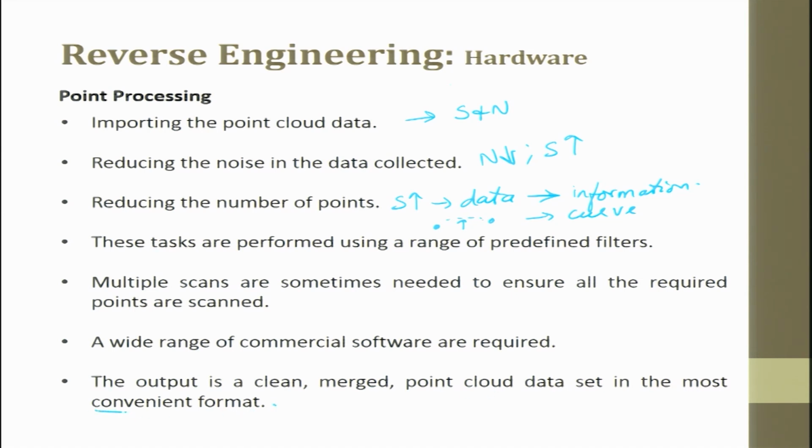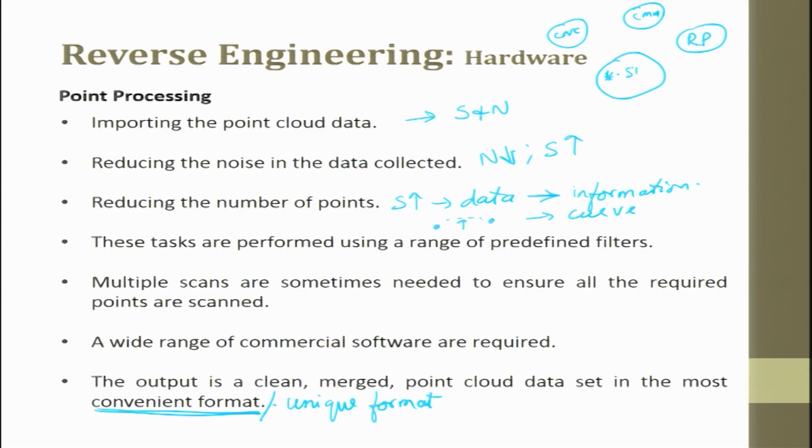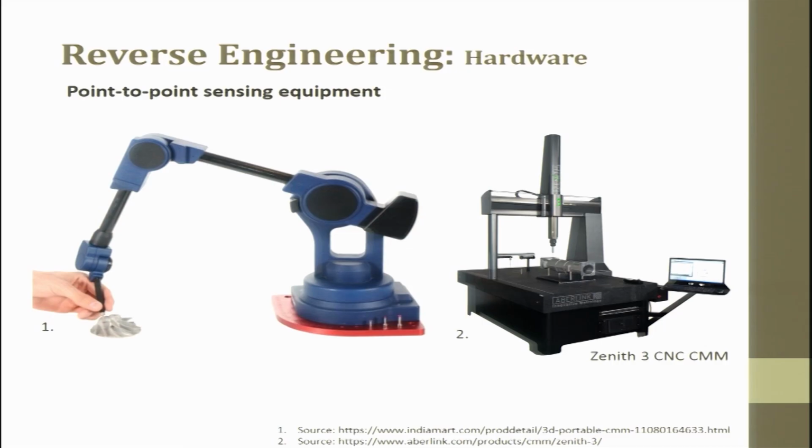So, this is also very important: converting into a format, otherwise called a unique format, which can be used by multiple people. For example, a CNC machine, a CMM machine, or a rapid prototyping machine, and then you have the data file star.stl. This can be used at every place. So, that is the convenient format, or it is called a unique format or a neutral file format. So, this is how we use point to point sensing.